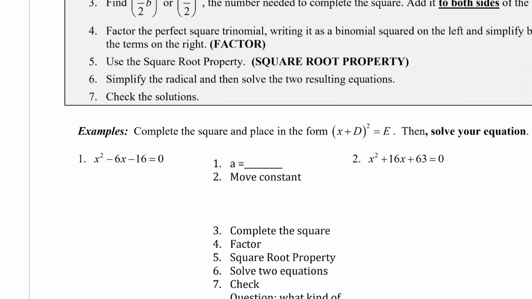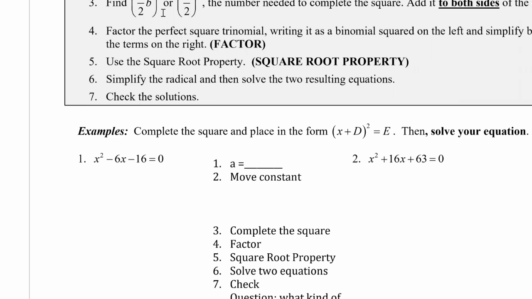So solve for x. In the previous two videos, if you notice, we just put it in the right form. We completed the square and left everything with a binomial squared, right? But now in this video, we're actually going to solve for x. Okay, so here's our first example. We've got x squared minus 6x minus 16 equals 0.